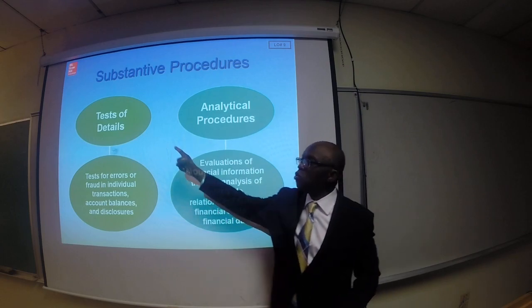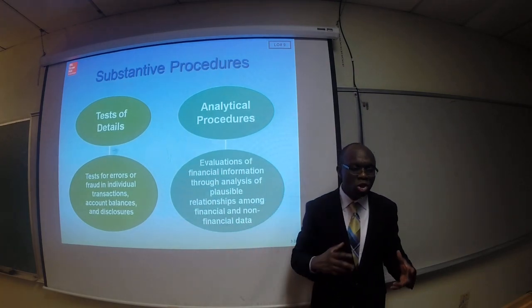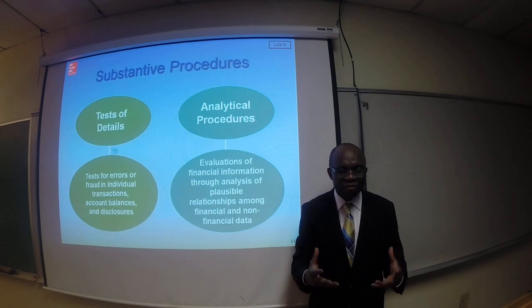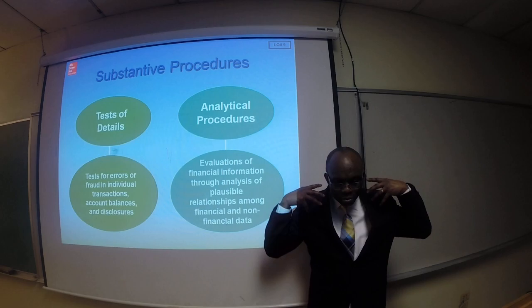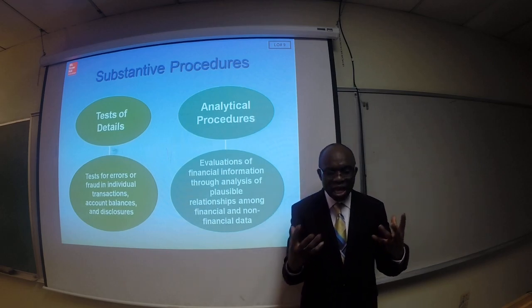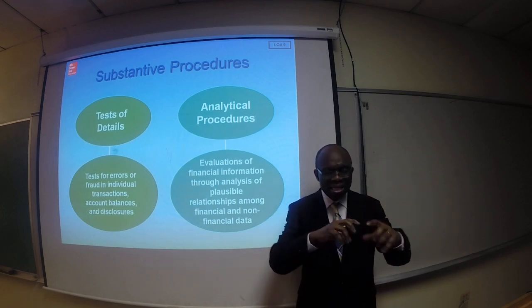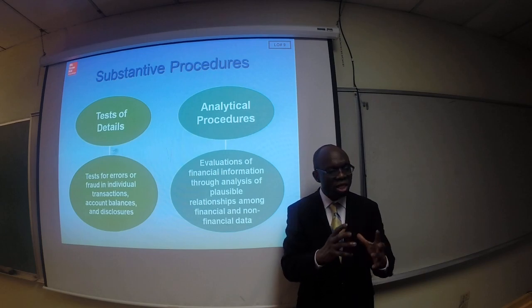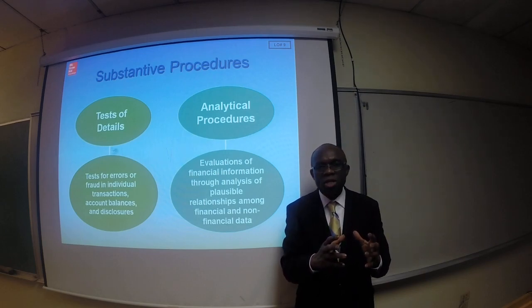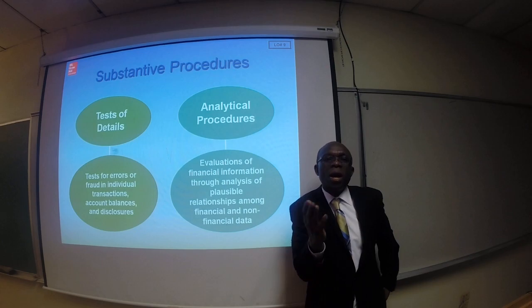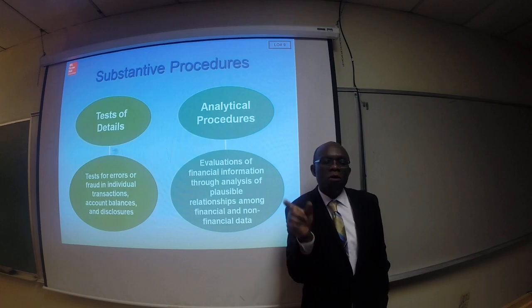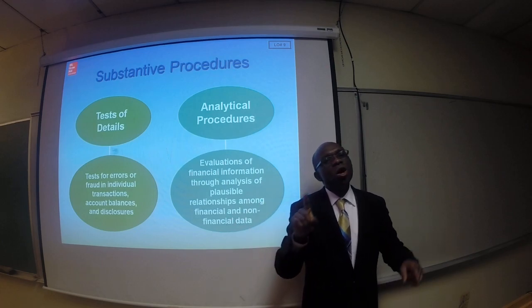Number one, we have what we call test of details. So we test for errors or fraud in individual transactions, account balances, and disclosures. So we actually examine and evaluate a lot of documents and dig into detail to see whether this account is materially misstated. That is one approach of substantive procedures.